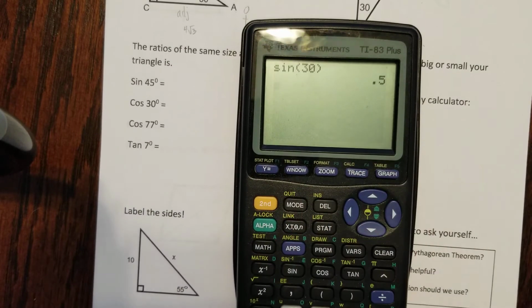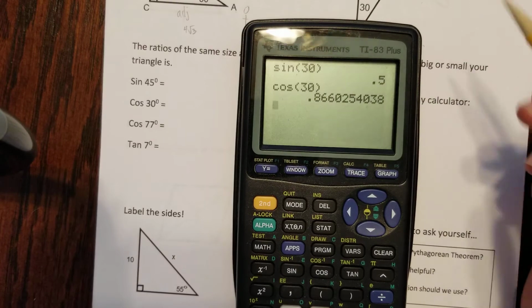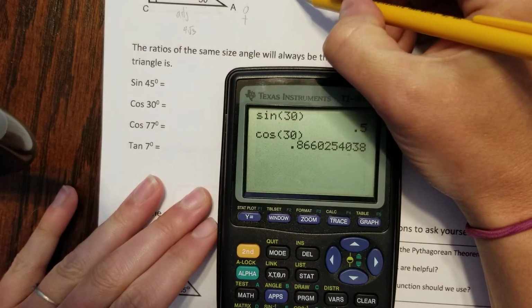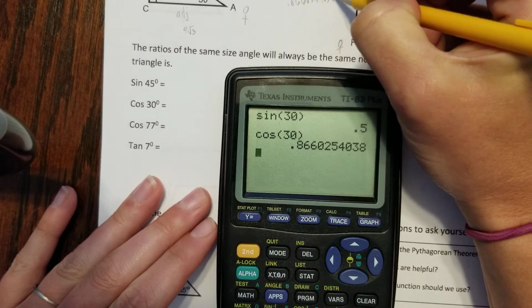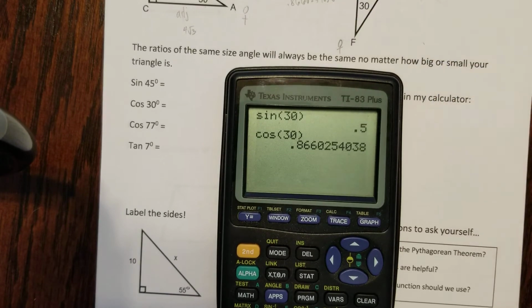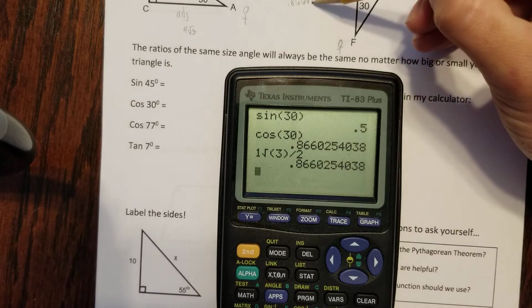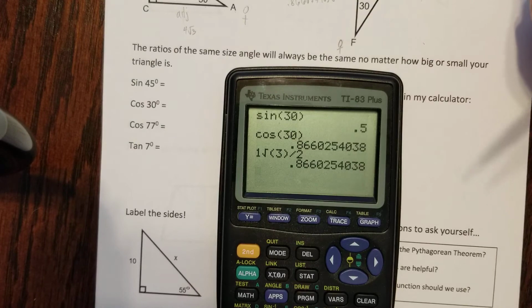The cosine of 30, now it spits out this crazy decimal. I'm going to write that down. 0.86602544038. If I type this fraction in, I'm going to get the exact same decimal. So I'm going to do 1 square root of 3 divided by 2. And you can see that I get the exact same decimal. So somebody's actually gone through and saved all of these ratios for us in our calculator, which is really nice. We don't have to memorize them. The calculator already has them.